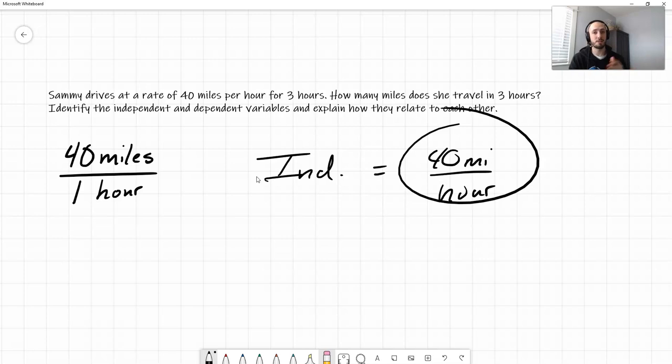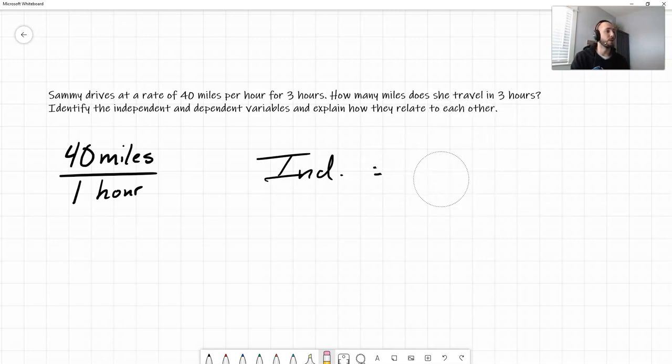Instead, the rate tells us what the variables are, right? So we have two quantities that are involved in a rate. We've got 40 miles and 1 hour. So we can say that those are our variables here. So we have distance and we have time. Distance and time. I'll write those out again.